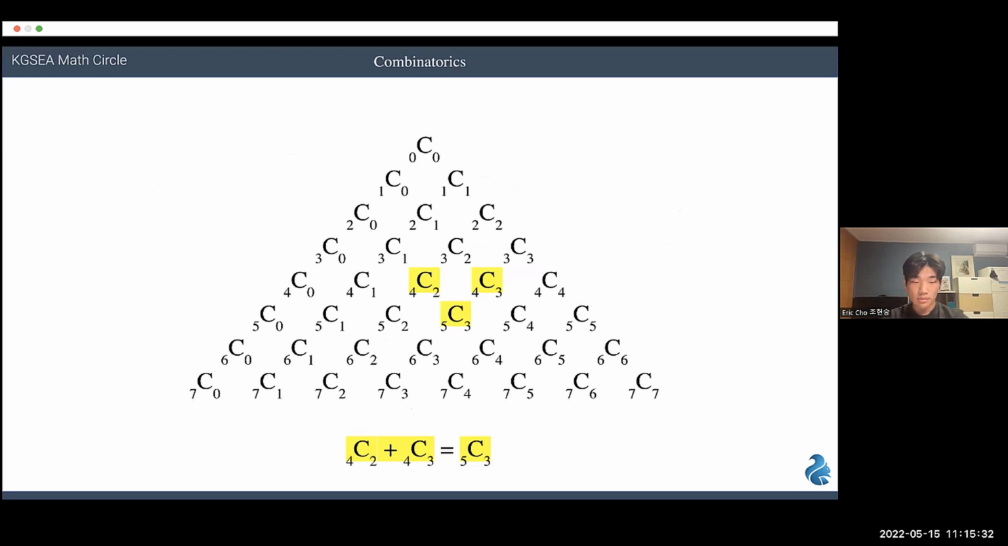We can test this out by plugging some numbers in. When looking at 4 choose 2 and 4 choose 3, we can substitute these into the Pascal's identity. Just like we thought, we got 5 choose 3.